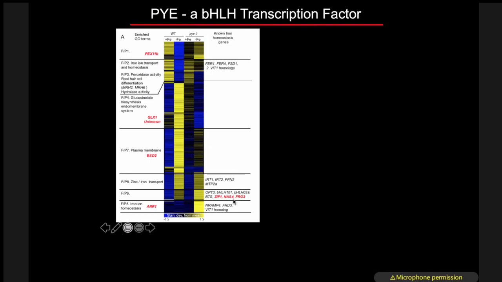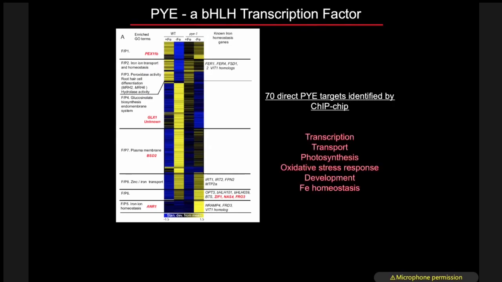So we were intrigued by these, and we performed ChIP, which is basically a way to see what cis regulatory elements or what DNA the Popeye might be binding to. I forgot to mention that Popeye encodes a BHLH transcription factor. So it being a BHLH transcription factor, we conducted ChIP to see what promoters Popeye might be binding to. Popeye directly targets genes involved in a number of processes: transcription, transport, photosynthesis, development, and several key iron homeostasis genes indicated in red here are actually direct Popeye targets.